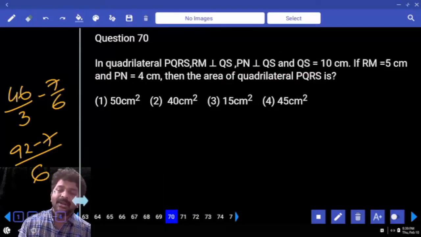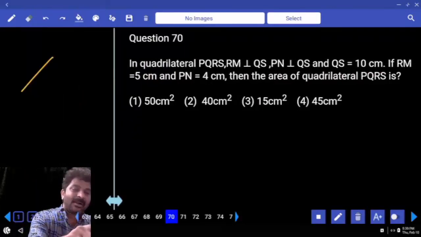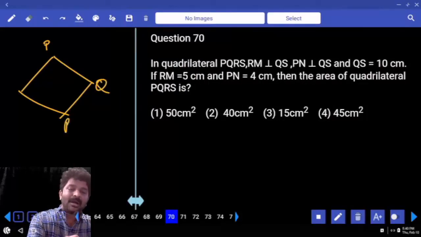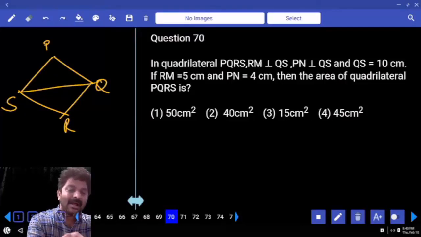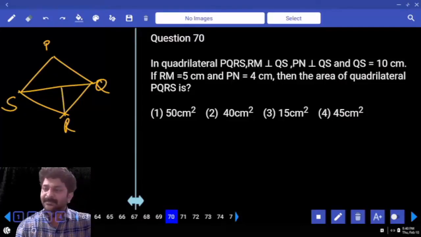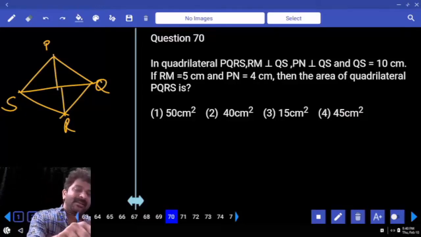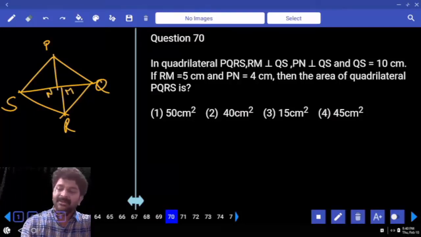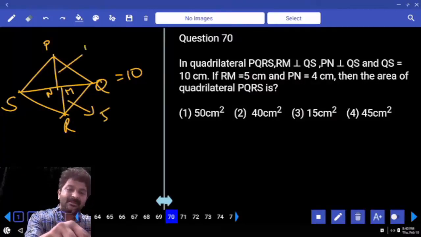Next, in quadrilateral PQRS, RM is perpendicular to QS. Quadrilateral, I am taking like this, PQRS. RM is perpendicular to QS. PN is perpendicular to QS. QS is equal to 10, so this value is equal to 10. RM is equal to 5. PN is equal to 4.